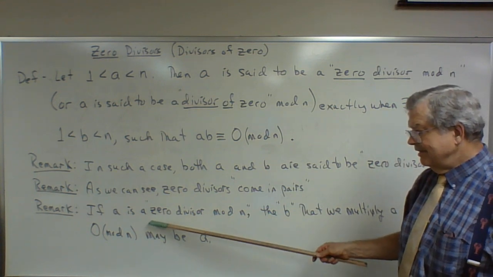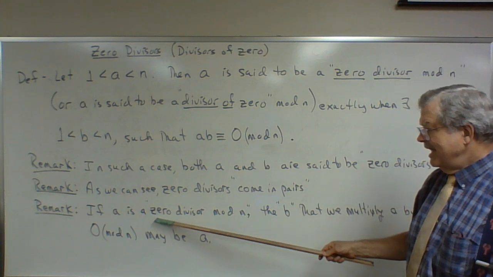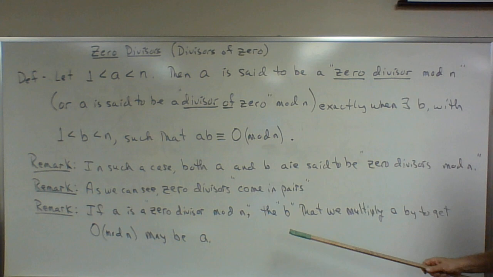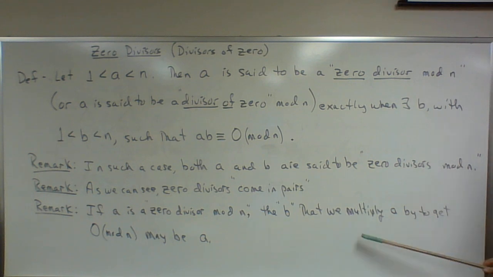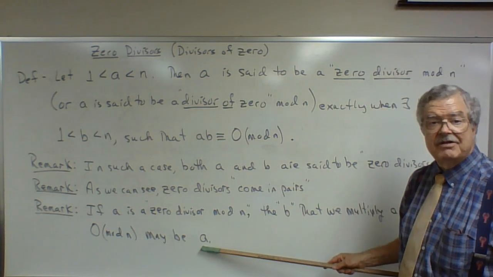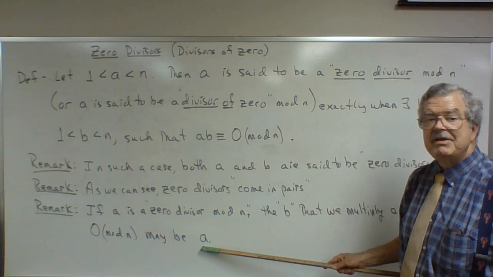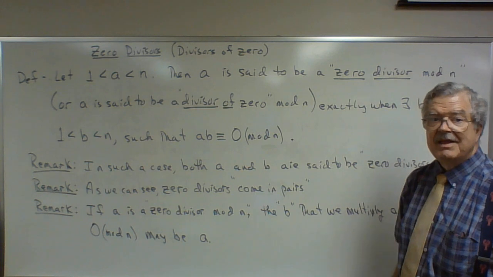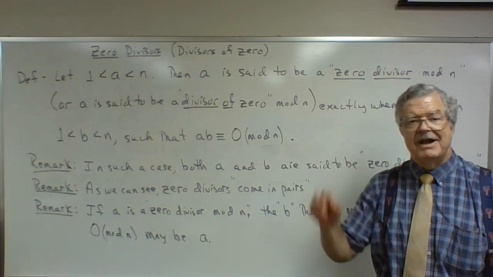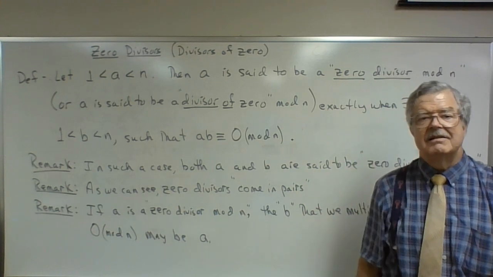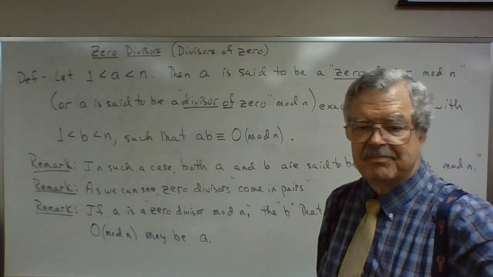Now this remark is kind of fitting. It says if A is a zero divisor mod n, the B that we multiply A by to get 0 mod n may be A itself. In other words, it may be the case that A times A is congruent to 0. And so the pair of zero divisors that gives us 0 is A and A. Let's look at some examples.